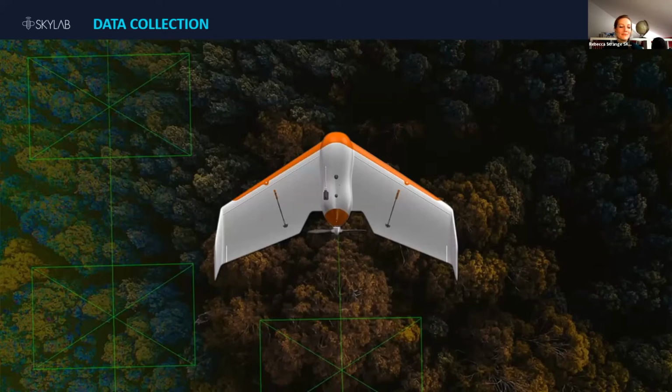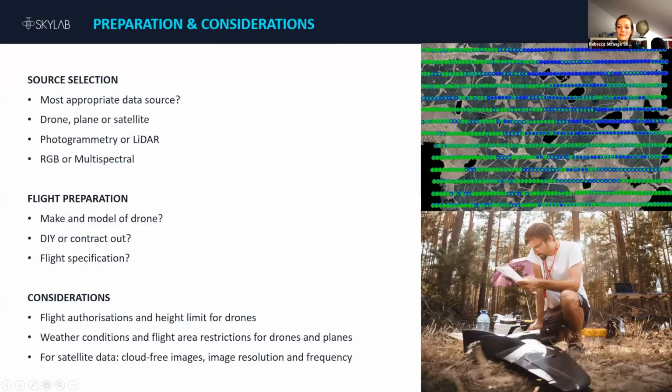I want to talk about data collection. So before you go into the field, you have to make sure what do you want to map and what's the appropriate data source you want to use. So there are a couple of different sensors, from drones, planes, satellite, and also what method are you going to use, photogrammetry or LiDAR? And do you want to have RGB or multispectral? So that's the main point, or the first point you have to think about: what do I want to map and what's the right sensor for that?